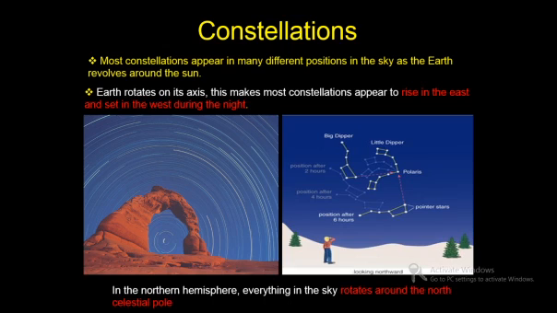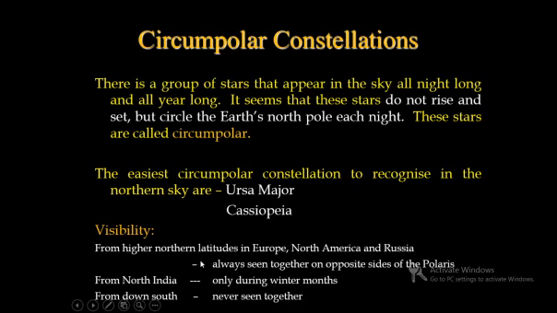So in the northern hemisphere, everything in the sky will rotate around the north celestial pole. As I have shown with the globe, you can see that it is the poles which behave as a fixed point, and the equator or the bulge portion seems to be rotating, isn't it? In the same way, the sky seems to rotate around the north celestial pole. So based on that, you have different kinds of constellations.